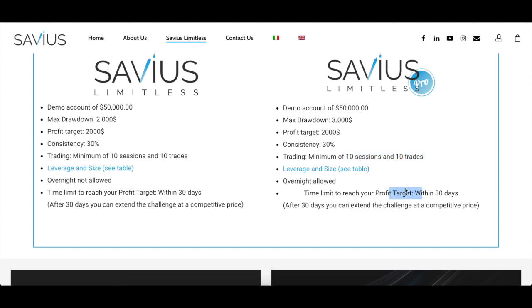So I'm assuming at this point, because I haven't really seen anything different, that this is kind of the minimum. You have to trade at least 10 days and you need to do at least 10 trades, which almost goes unsaid, right? If you need to trade 10 sessions, you're going to have at least 10 trades. I guess you could, since they do allow overnight, maybe, whatever, I'll let that one go.